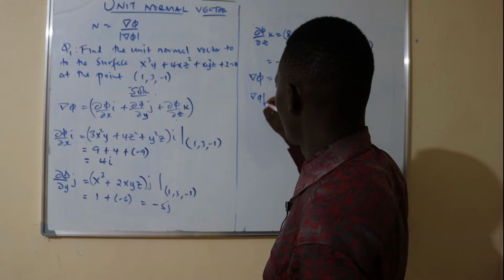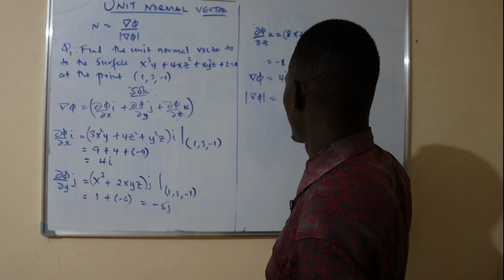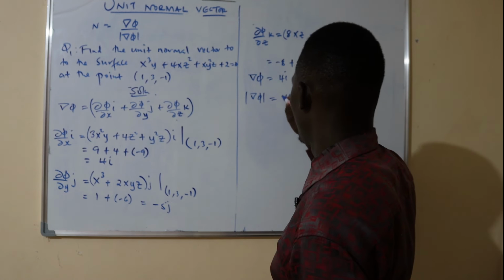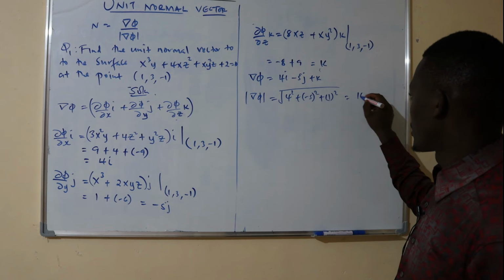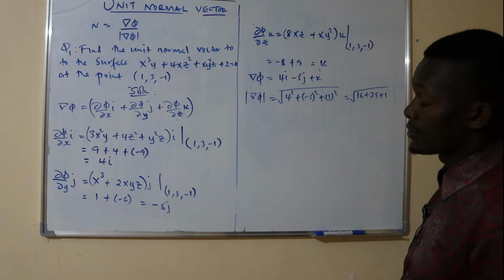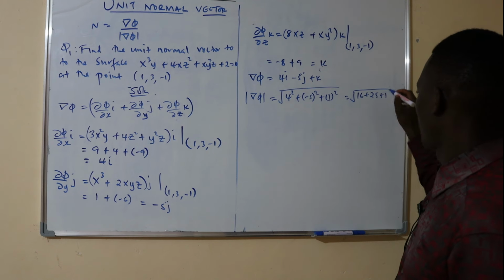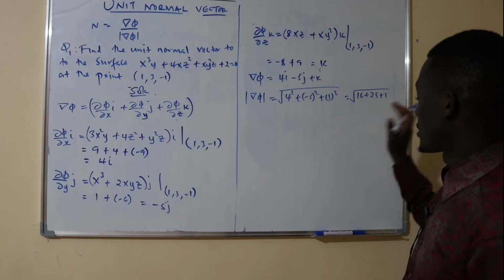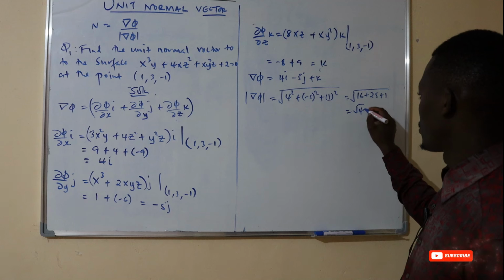Therefore, again, get the absolute or the magnitude for that, which is 4 squared plus negative 5 squared plus 1 squared. Then you get the square root, which is given by 16 plus 25 plus 1. So this and this gives you 41, plus 1, 42. So this one is the root of 42.